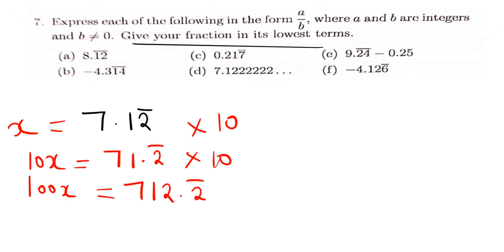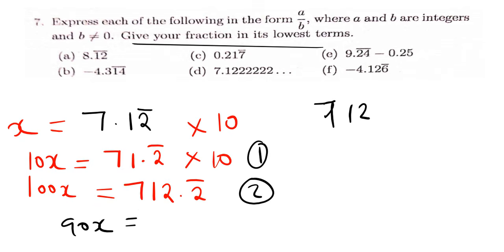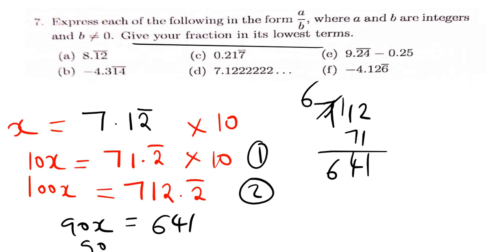712.2 repeating. Now that I've got this, I'm supposed to subtract. This is equation number 1, this is equation number 2. Equation number 2 minus equation number 1. 100x minus 10x, I'm going to have 90x. This will be equal to 712 minus 71. Okay, 2 minus 1, that is a 1. I'm going to have a 6 there. 11 minus 7, that is a 4. 641. Then I divide by 90 on both sides.